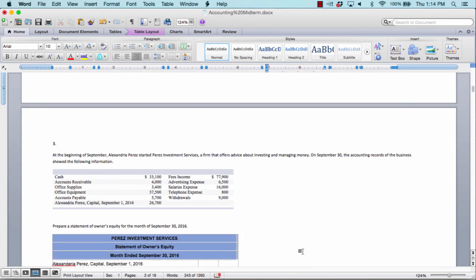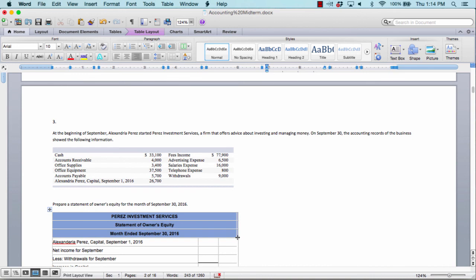For number 3, it's asking you, at the beginning of September, Alexandra Perez started Perez Investment Services, a firm that offers advice about investing and managing money. On September 30th, the accounting records of the business showed the following information.